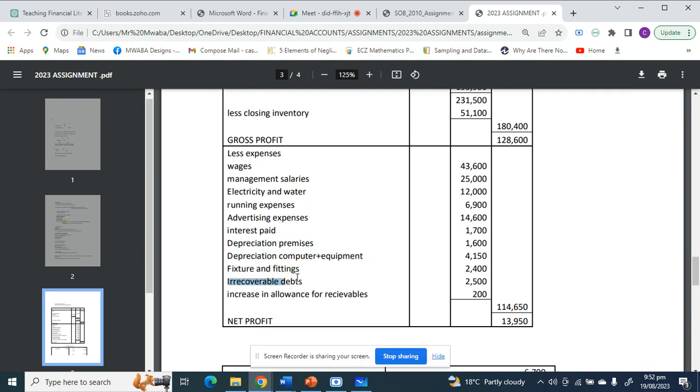Irrecoverable debts, the money we will not receive. We sold to people on credit, and we determine maybe they went bankrupt, maybe one might have passed on, something happened. So we've determined we're not going to be able to get this money back. So this is the irrecoverable debts, also called bad debts. So it's bad debts 25.